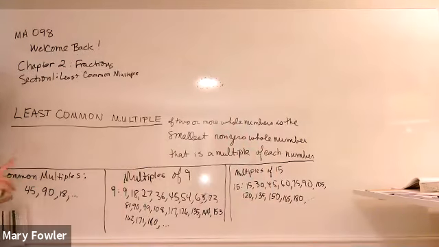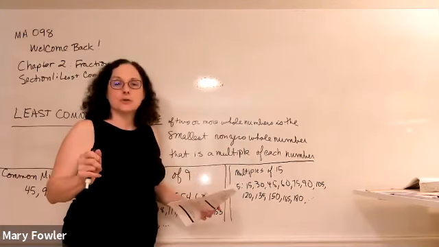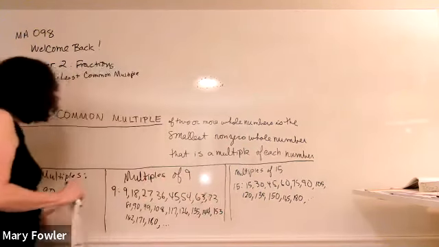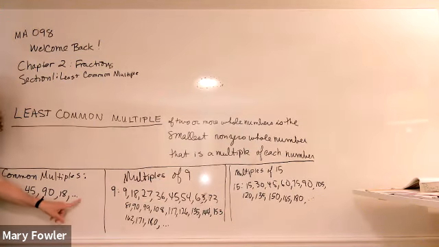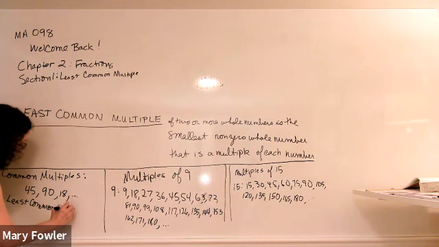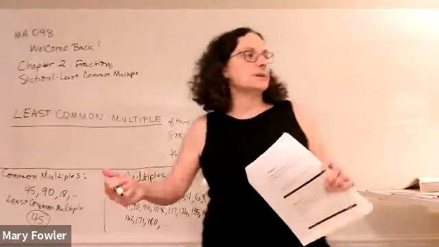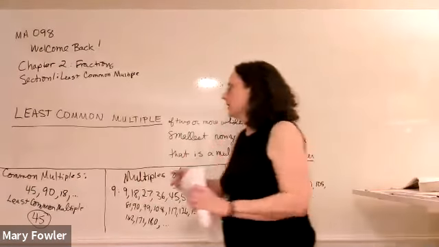One of the things we have to do in fractions is find the least, the smallest, of that list. So the 45 is the smallest number in this list, and that makes it the least. The least common multiple is the smallest in that list. It is 45.